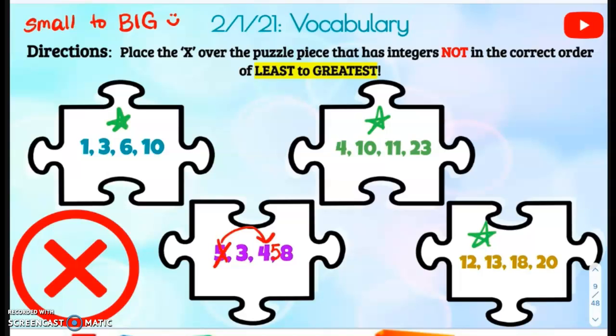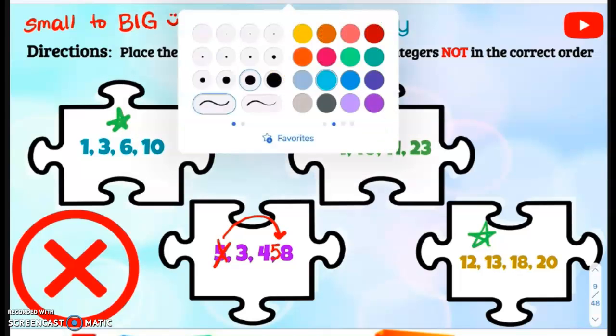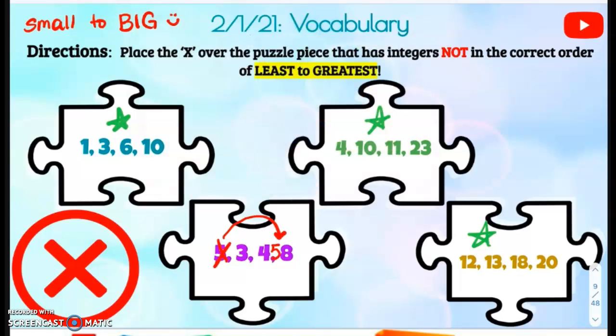That 5 should be in between the 4 and the 8. So we are going to put our X over that first one.